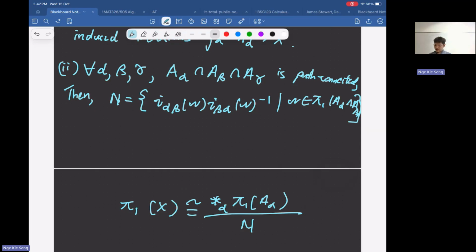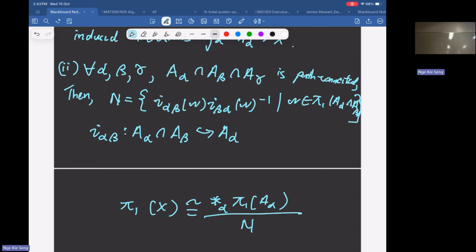So why do we have two indices? Because we care about the intersection between A alpha and A beta. So we include this into alpha if alpha is at the front, and into beta if beta is at the front. Technically, those two are different paths, but they should be the same.